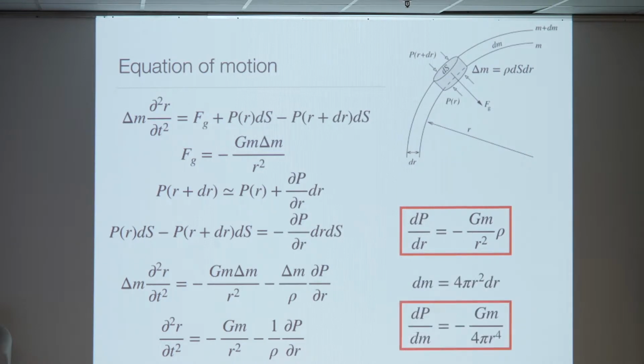Then, as I said, this was written in radius coordinate, but we can also use the mass as a coordinate, and that will lead to this equation, which is basically the same, but this is written in a mass coordinate instead of the radius. So this is the second equation, and then what we have next.